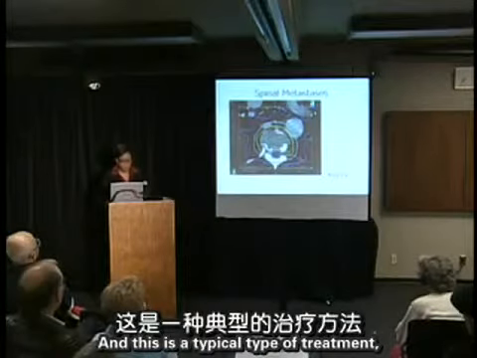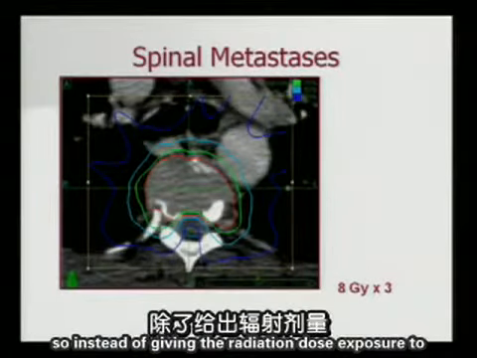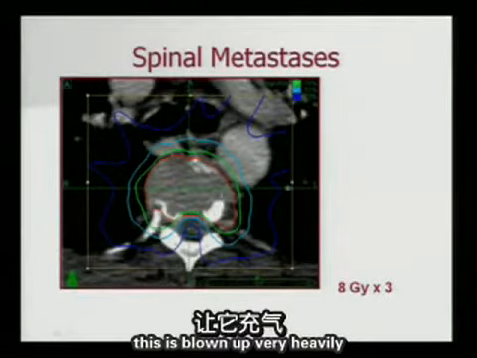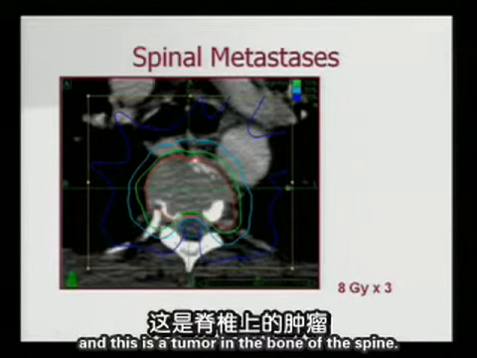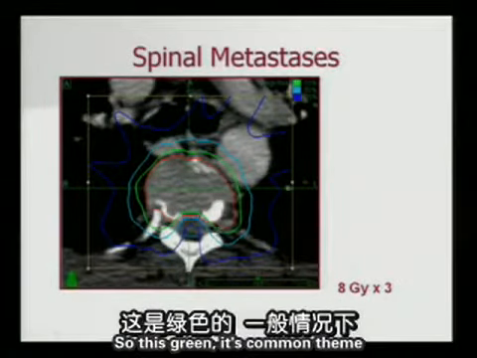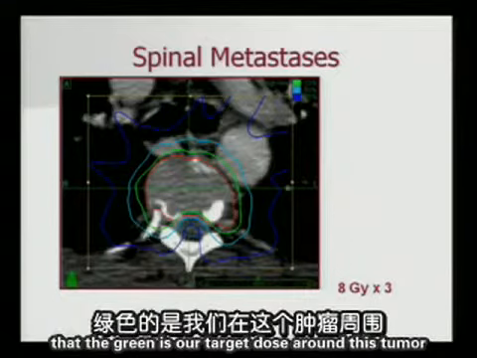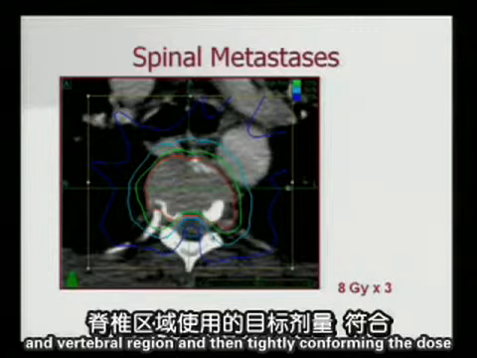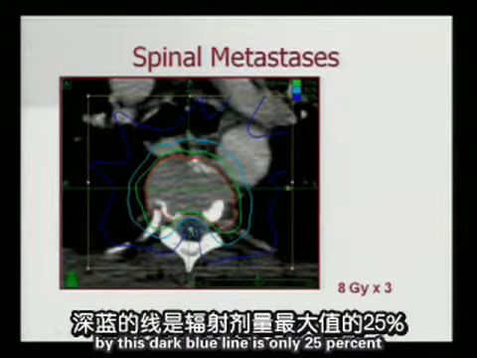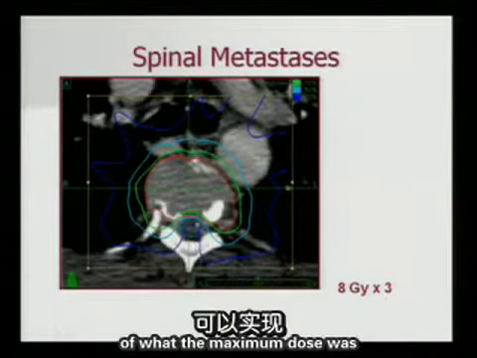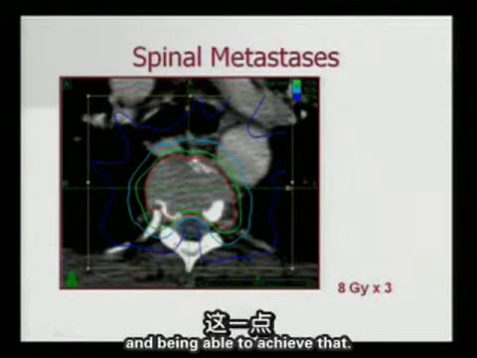And this is a typical type of treatment. This is blown up very heavily, but this is a view through the chest. This is the air cavity, we call it the trachea, the carina, and this is a tumor in the bone of the spine. So the common theme is that the green is our target dose around this tumor and vertebral region, and then the dose tightly conforms around the spinal cord so that by this dark blue line it is only 25% of the maximum dose, and we were able to achieve that.